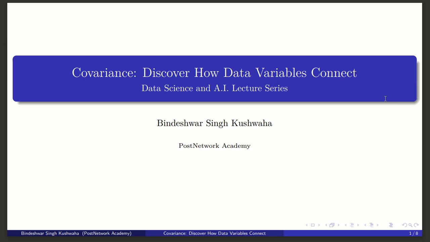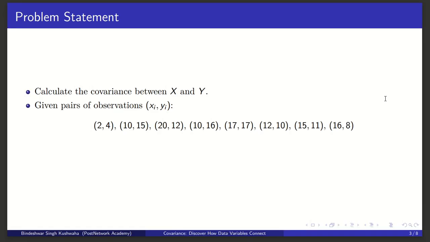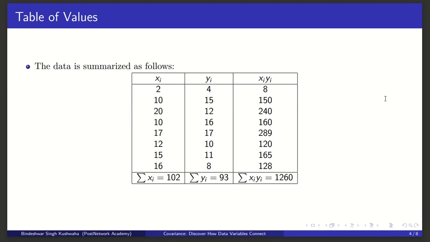So now let us calculate covariance between x and y. Given pairs of observations are, you can see, 2, 4, 10, 15 and so on. There are 8 observations and we need to find the relation between the first element of the ordered pair and the second one. Basically it is a table.